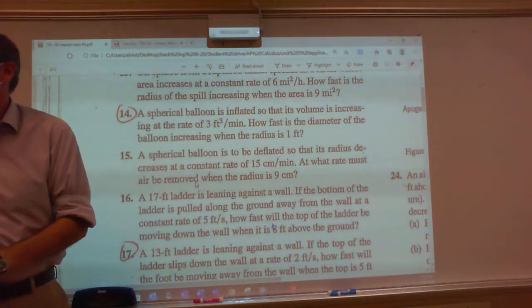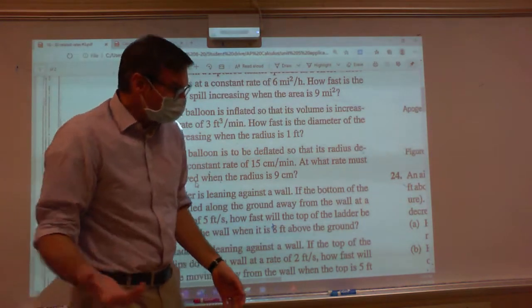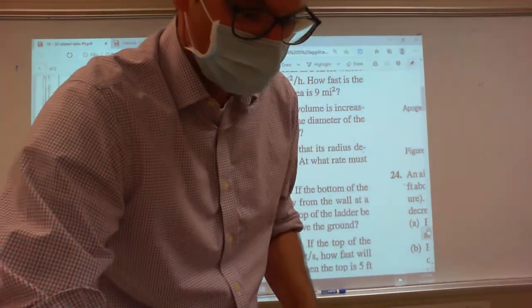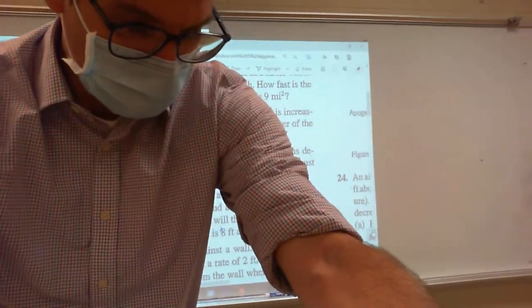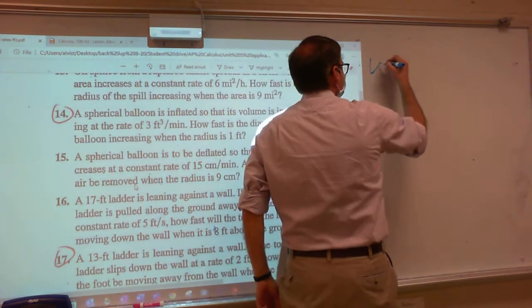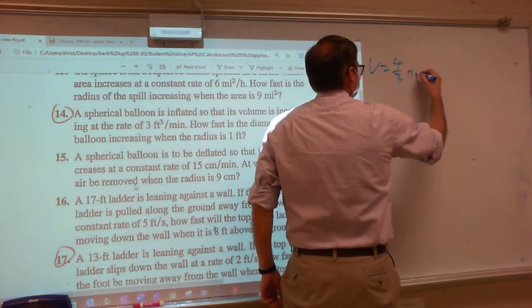Well, they're talking about a sphere, so we need to review what the formula for a sphere is. I need to make sure I have enough room. The formula for the volume of a sphere is 4/3 pi r cubed.